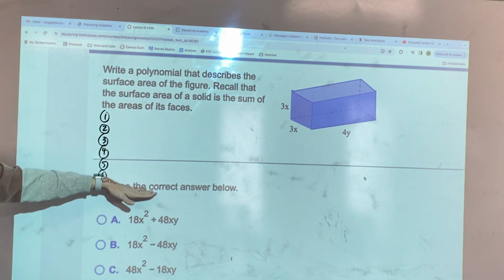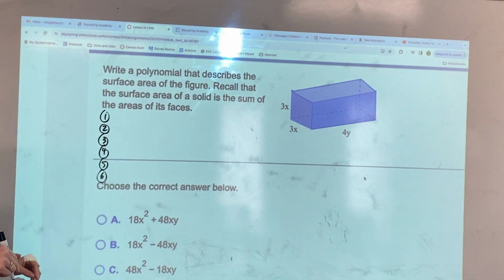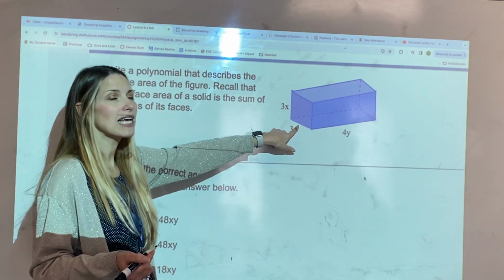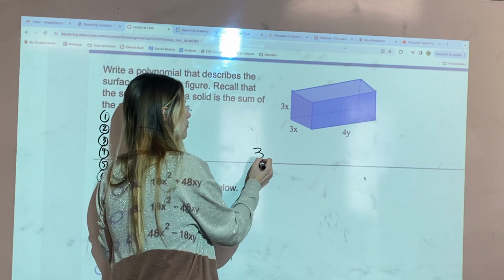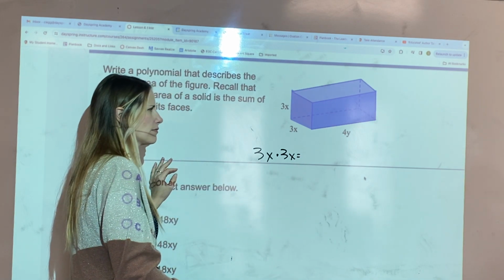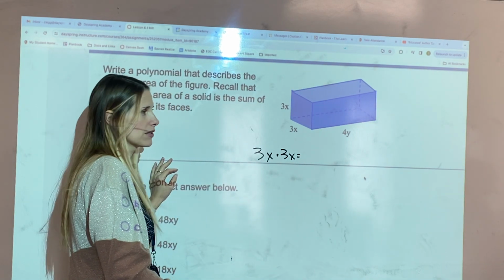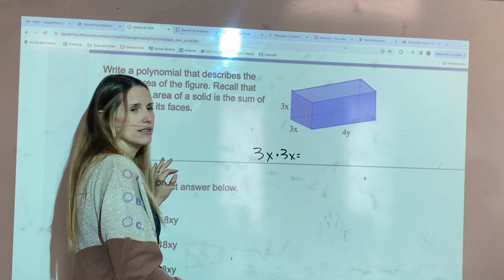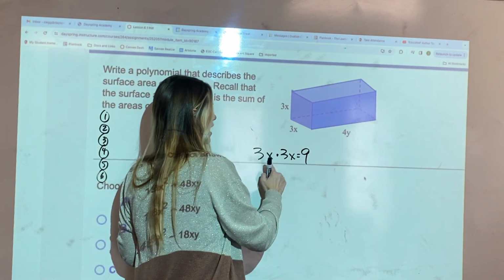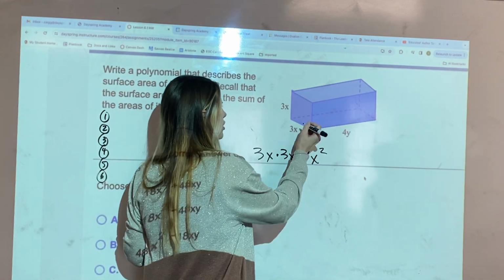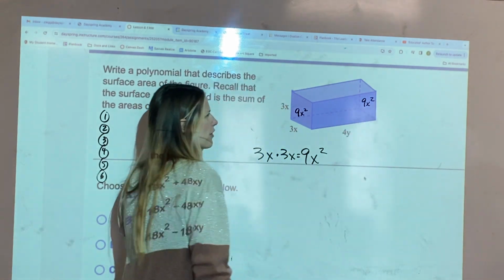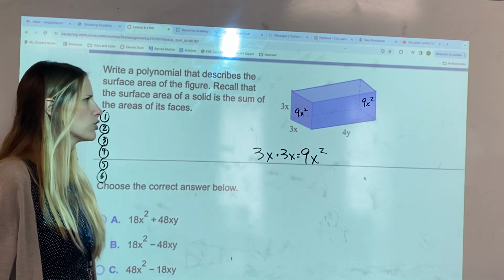So I'm gonna do it vertically. I'm gonna line all of them up. Now the first thing is I'm gonna get my areas. So I have 3x times 3x. What is that? 9x squared. 3 times 3 is 9. X times x is x squared. So that's my area for this, and it's my area for the other face, the opposite face as well.